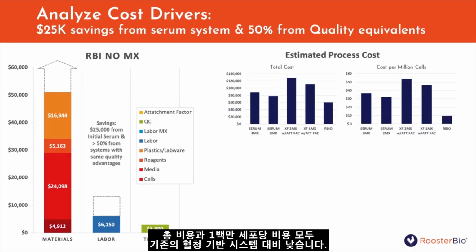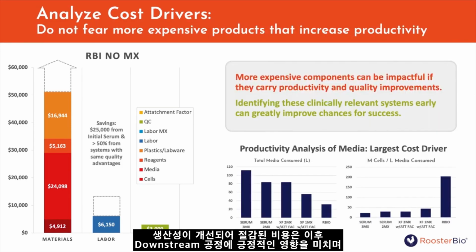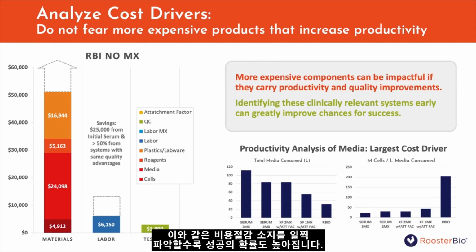Both the overall cost of goods and cost per million cells is lower than the initial starting serum-based system, primarily because these were not designed to scale. These savings are ultimately driven by massive and real productivity increases that can have lasting downstream impacts. Identifying these key areas early enough can greatly increase your chance for success.